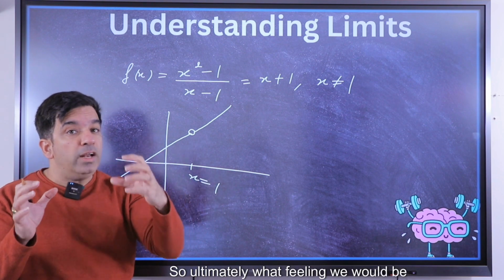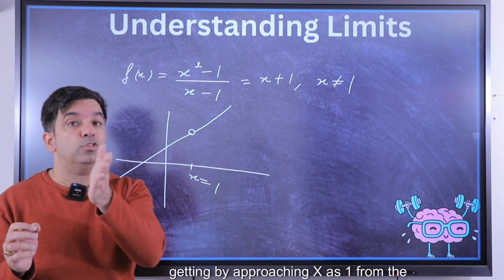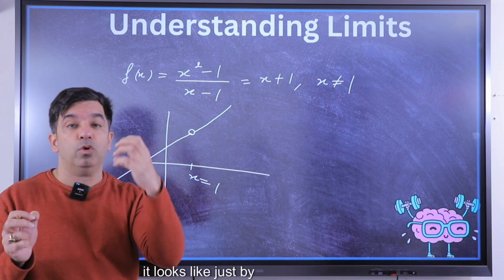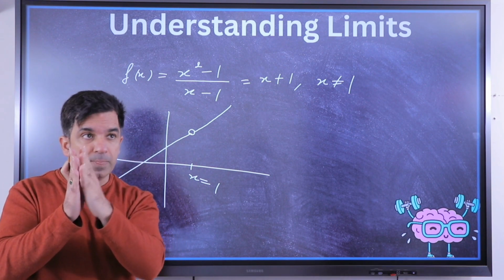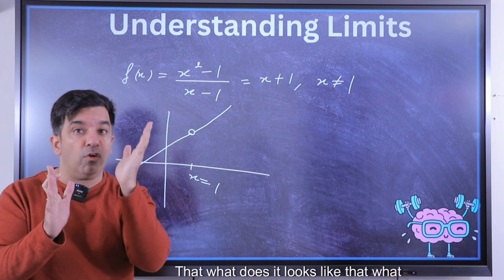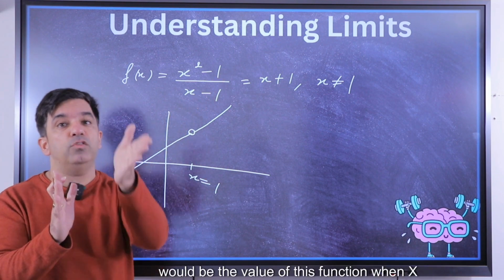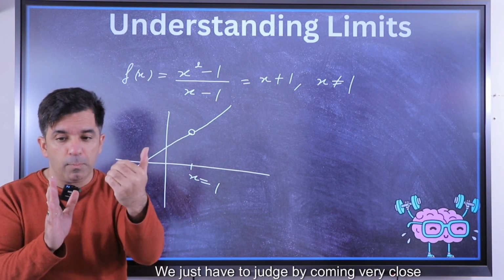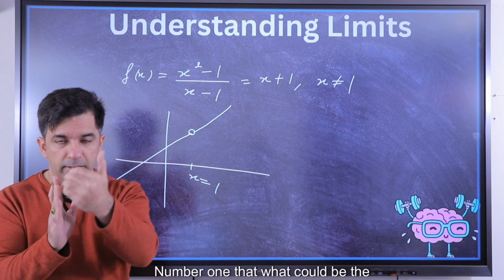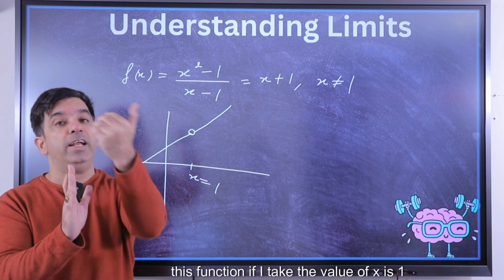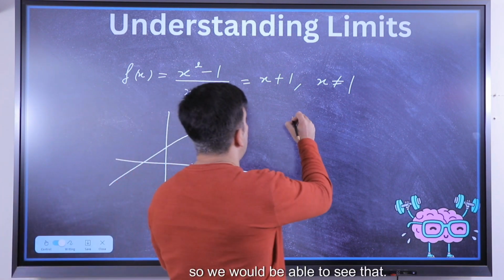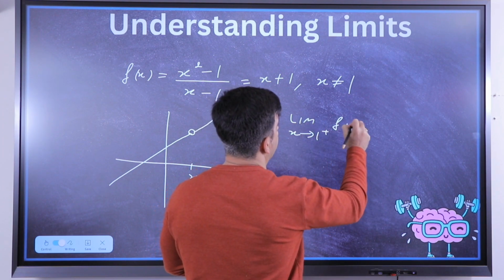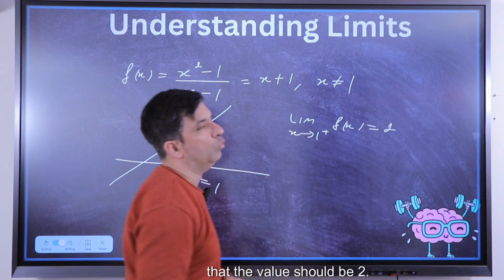So ultimately, what feeling would we get by approaching x as 1 from the right side? The feeling means: what does it look like just by standing at the gate of 1? What would be the value of this function when x would take the value 1? We don't have to take the value 1. We just have to judge by coming very close to this number 1, what could be the value of this function if I take the value of x as 1. So we would be able to see that it looks like the value should be 2.